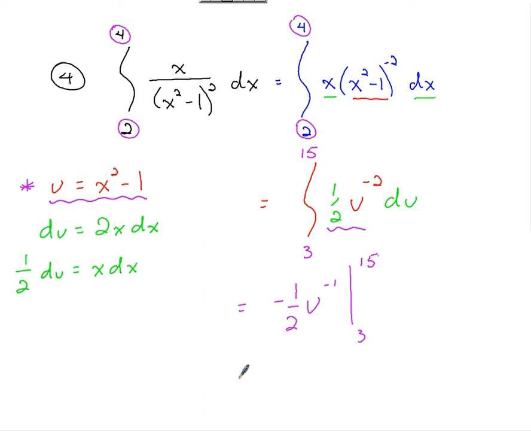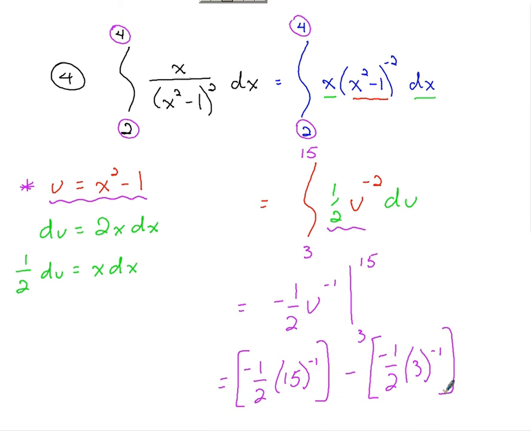Now we plug in, got negative 1/2. u gets replaced with 15. And there's our first part when we plug in 15. Now subtract, plug in 3 for u. Do that calculation, arrive at answer. What's our answer here? All right, so 0.13 repeating.